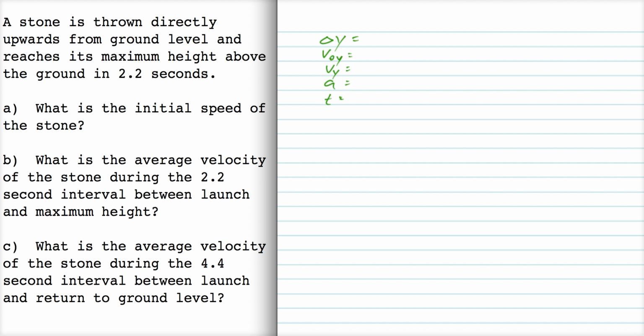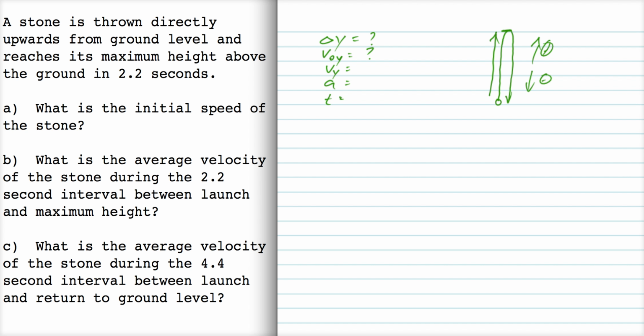So, let's see what we know about this. For the motion of the stone, I guess, it's going to go up and down. We'll make up positive and down negative. That'll be our sign convention. And it reaches maximum height in 2.2 seconds. So we're going to start by just considering this first part of the motion, where it rises up to maximum height. And for that, we don't know what the maximum height is. We also do not know the initial speed of the stone.